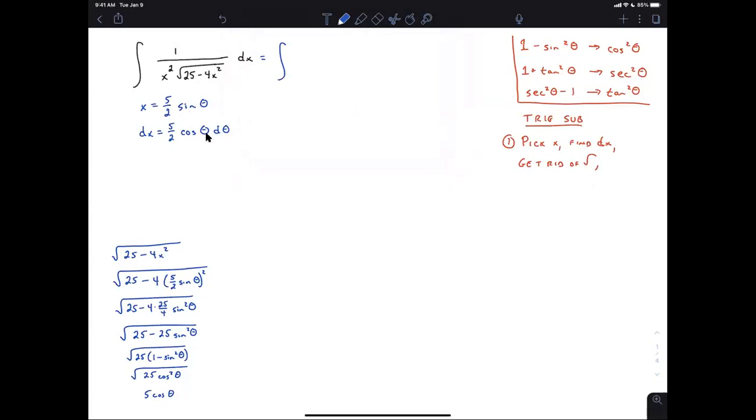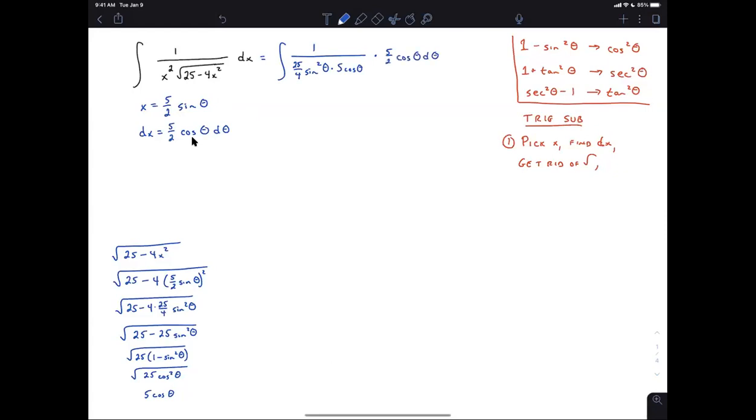So we have 1 over, and then instead of x squared, we have 25/4 sine squared theta. So x squared gets replaced with this squared, but this squared is 25/4 sine squared theta. And then the square root gets replaced with whatever we figured out, which in this case is 5 cosine theta. The dx at the end of the problem gets replaced with this. So we get 5/2 cosine theta d theta.